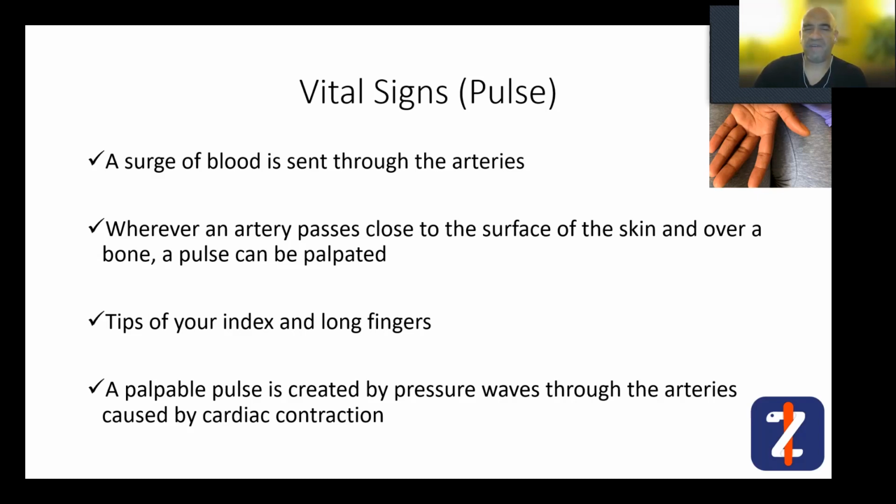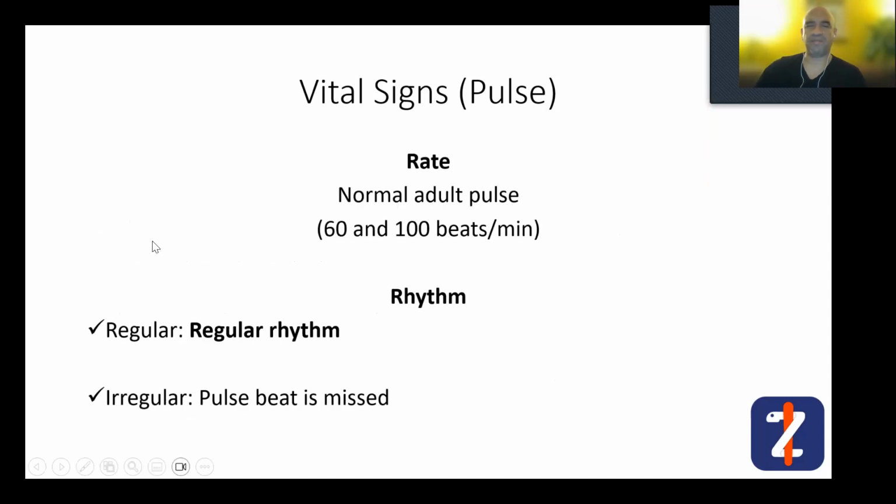And the tips of the index finger and the long finger, again, those are just some of the things that you're going to be using. And we'll also palpate a pulse because it's creating a pressure wave through the artery caused by a cardiac contraction. So in other words, that means my heart contracts, sends the ripple effect through the body. So with the pulse, 60 to 100 is normal. Again, when we do the rate, we're going to check for 30 seconds. We're going to palpate the radial pulse if they're conscious, and we're going to go over it, and then we do the math.